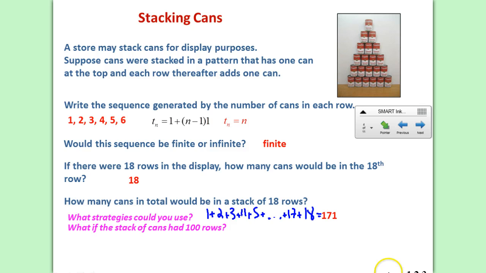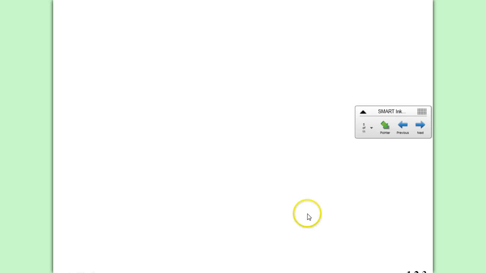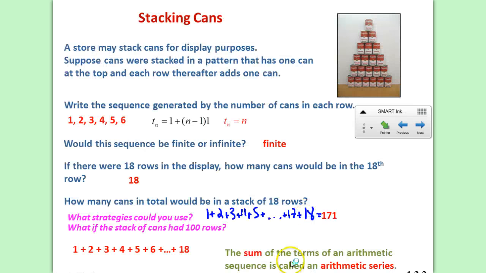That's where our lesson comes in. The sum of the terms of an arithmetic sequence is called an arithmetic series. So when you take these terms and put a plus sign in between them, and you're now concerned about adding up all the rows of cans, you now have what's called an arithmetic series, versus an arithmetic sequence that we talked about in the previous lesson.